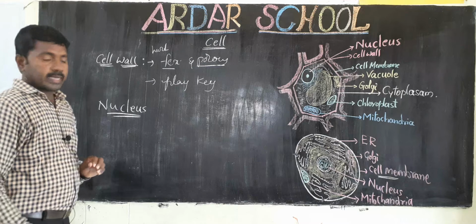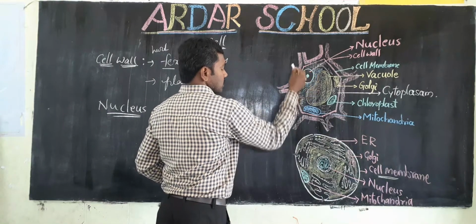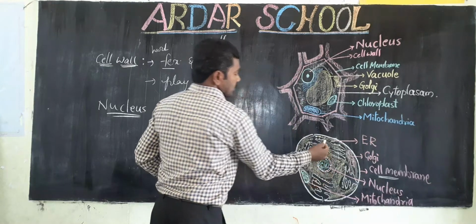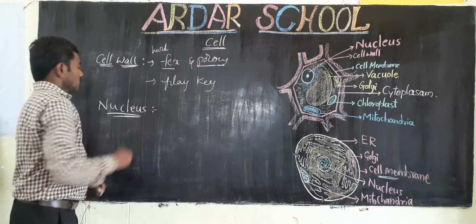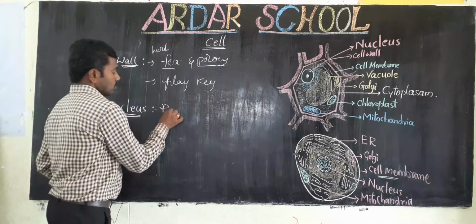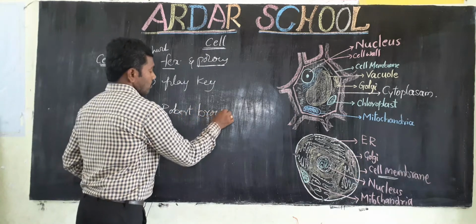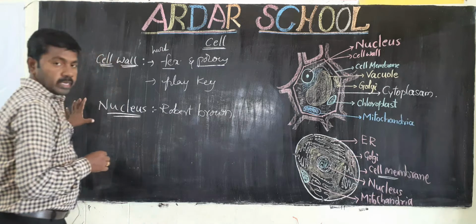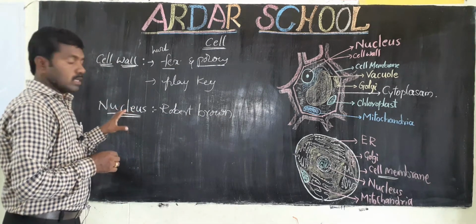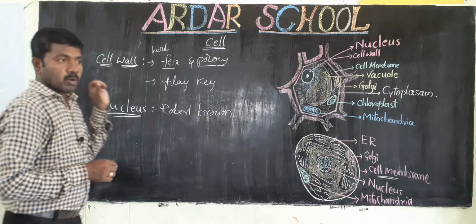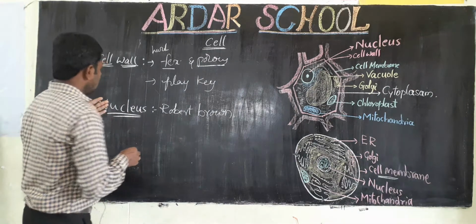Next one, the nucleus. This is the nucleus in the plant cell. First, who named this? Robert Brown named it the nucleus. When he observed some cells, cheek cells, he saw some brown dotted spots. He named those dotted parts the nucleus.